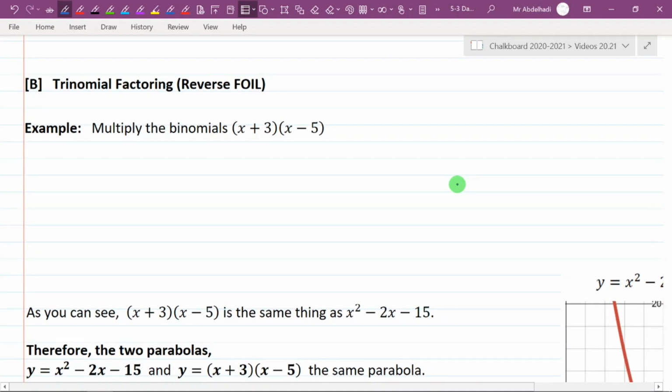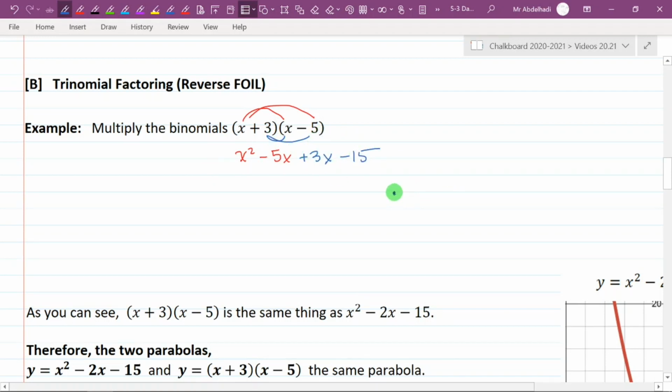Now, what is FOIL? You might remember from Algebra 1 that if you have two binomials, bi means two, so two things in the parentheses, two things in the parentheses. You multiply a binomial times a binomial, you will get a trinomial, three things. You have the x here, you have a 3 here. You're going to distribute the x first, boom, boom. X times x is x squared, and x times negative 5 is negative 5x. And then you distribute the second thing, which is the 3 here, distribute that to both of these. 3 times x is 3x, and 3 times negative 5 is negative 15.